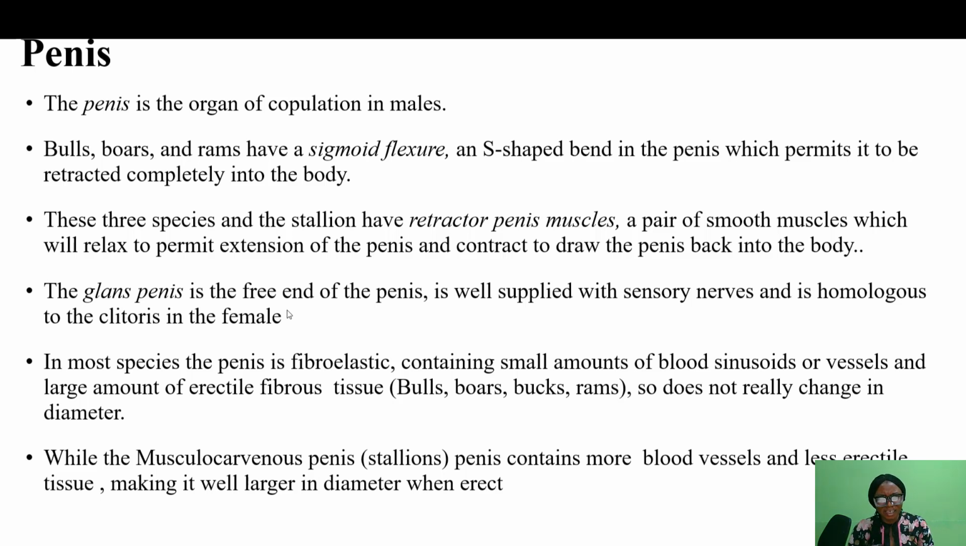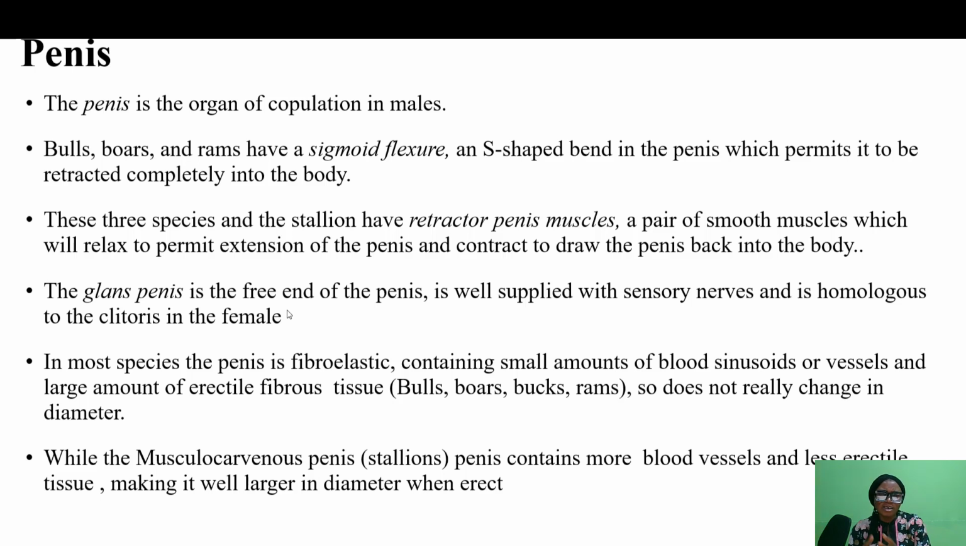Have you ever seen the penile erection of any species of animal? Yes. Have you ever seen any erection of any animal? Which animal is it? Please, I want you to drop it in the chat box. Drop it. Which animal? How does it look? Can you describe it briefly?